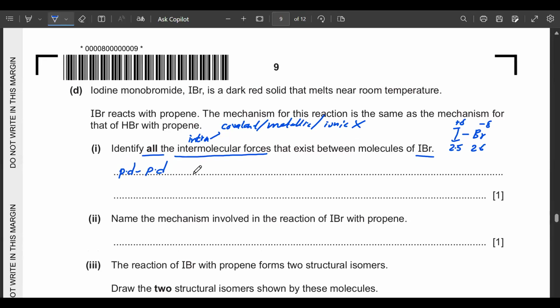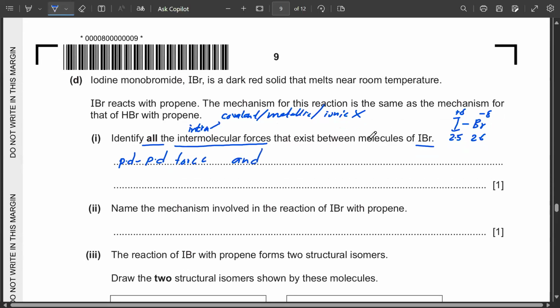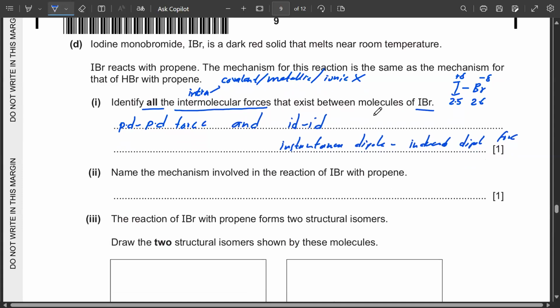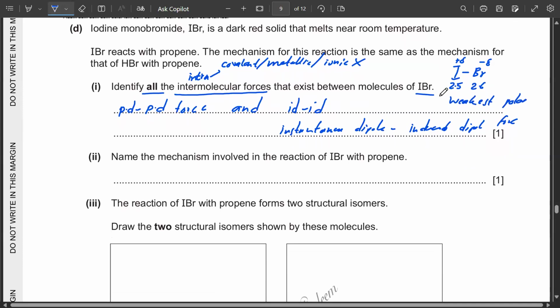which is PDPD force. And it will also have the IDID force, because IDID is the type of force which is present for every type of molecule. IDID means instantaneous dipole induced dipole force. This type of force is present for every type of molecule, whether polar or non-polar. And this is the weakest polar force, because of the very small difference in the electronegativity values.